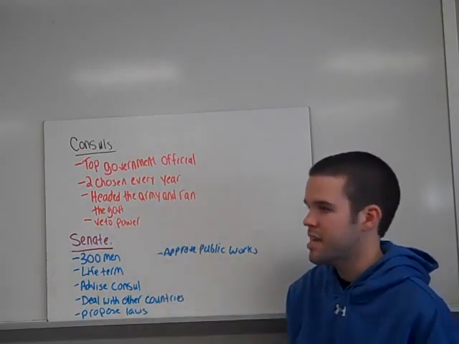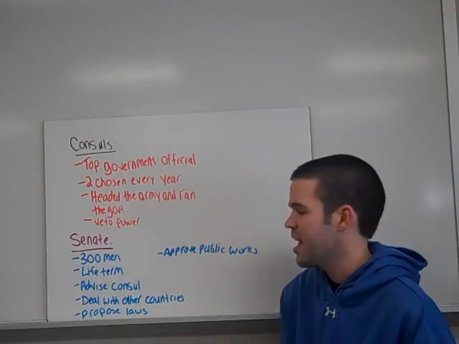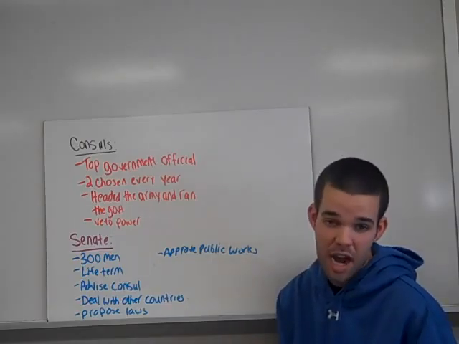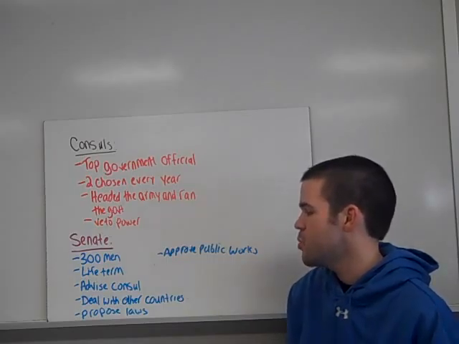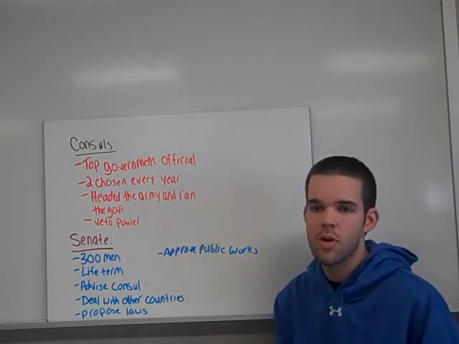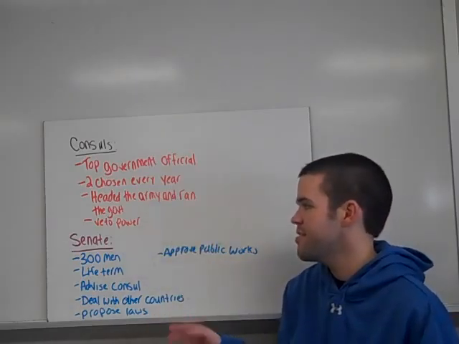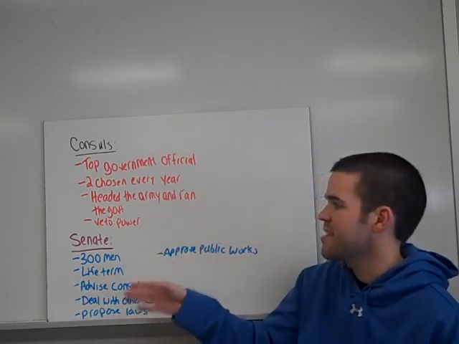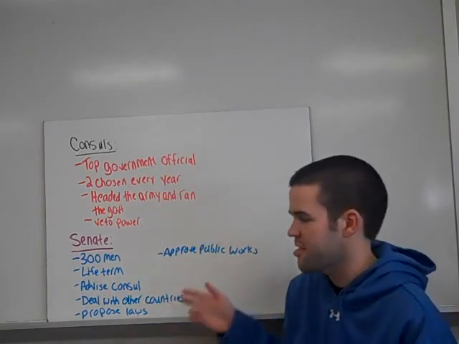The second group is the Senate. You have 300 men. They serve life terms. They advise the consul. They deal with other countries. They propose laws and they approve the public works. And they deal with issues that are going on in the city at that time. The consul is above the Senate. The Senate advises the consul like our Congress does for the president and the vice president today.